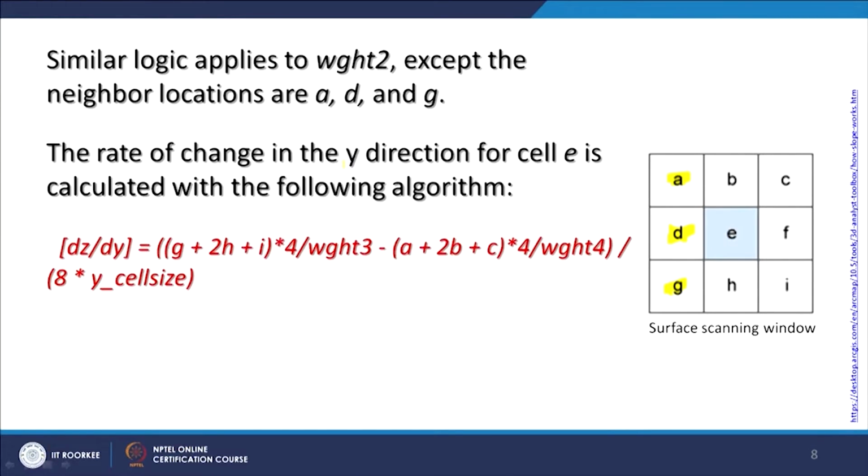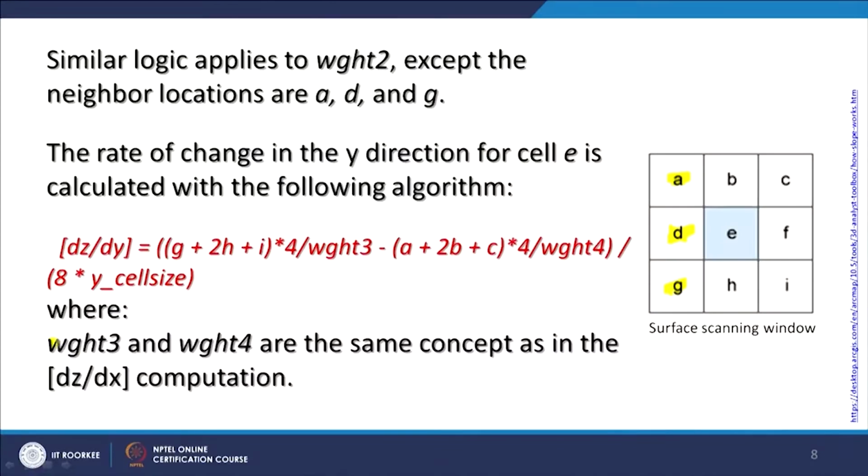So slope calculations become complicated once we assign weights to the different cells of our kernel, and that will obviously bring different results. Again, it will depend on the variations present in the input digital elevation model. Here, weight 3 and weight 4 follow the same concept as in the x calculation. Now it is for the y calculation.